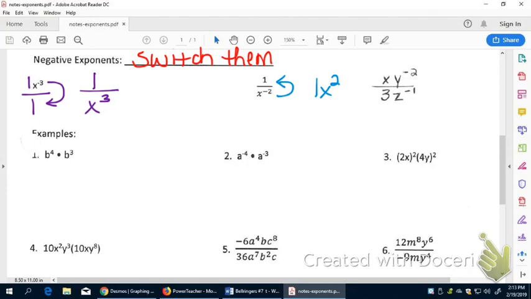Do you have to put the x? Yes, you have to put the x. That I have handwritten for you. You only move the things with negative exponents. So the x and the 3 stay where they are. I only switch something that has a negative. So there's a z to the negative 1 on the bottom. It goes to the top, z to the first. There's a y to the negative 2 on top. It goes to the bottom. And then that's the answer.